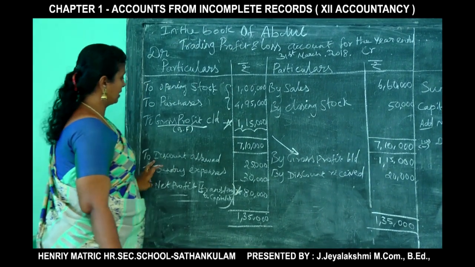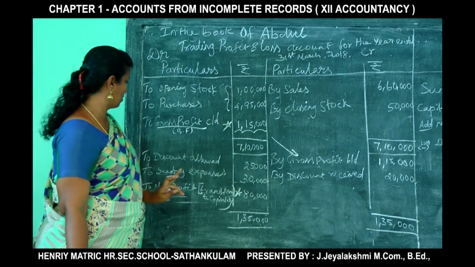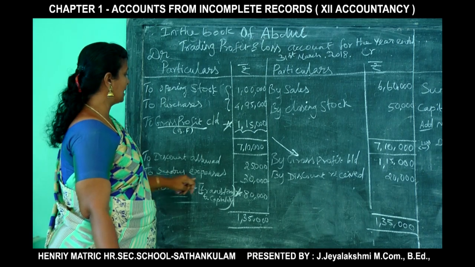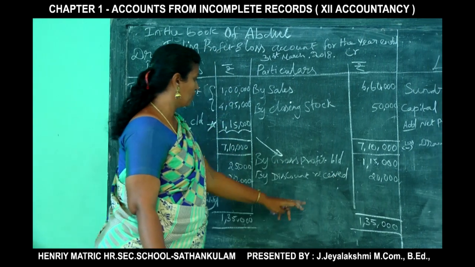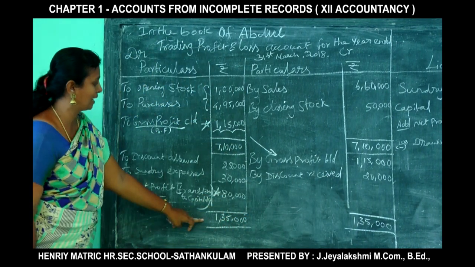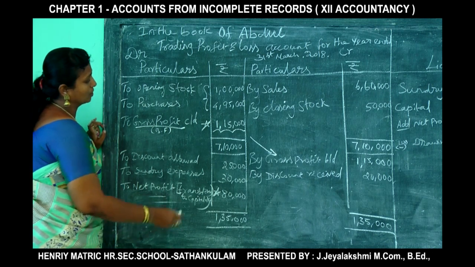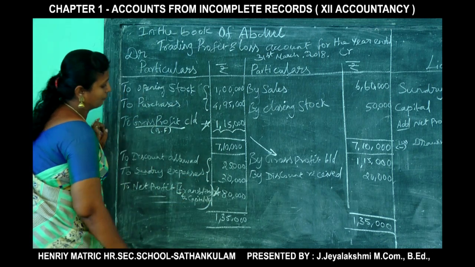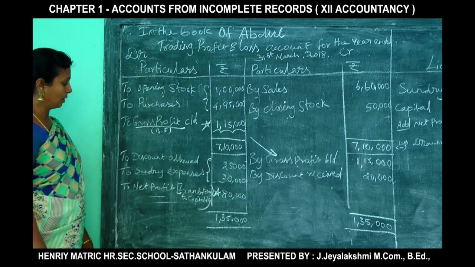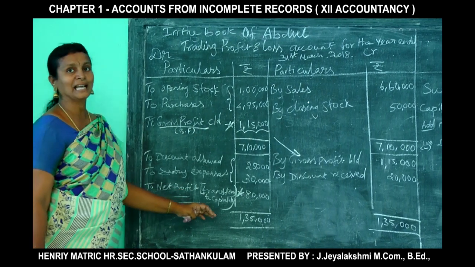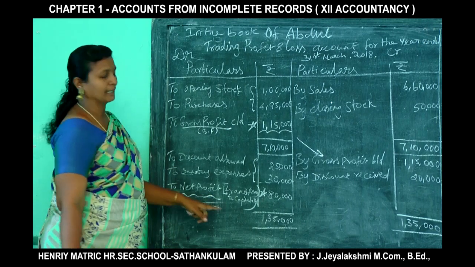Now we write discount allowed. From the information we get, we write 25,000. Then sundry expenses we have 30,000. Then by discount received 20,000. So totally we get 1,35,000. Then the deficit is the difference, so these two amounts should be deducted from the 1,35,000. Finally we get 80,000. So this profit, the net profit, should be carried to the capital account.